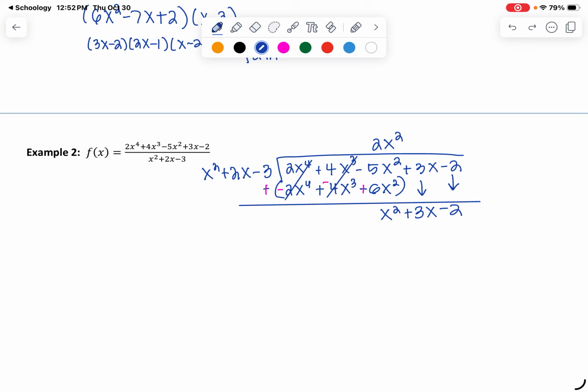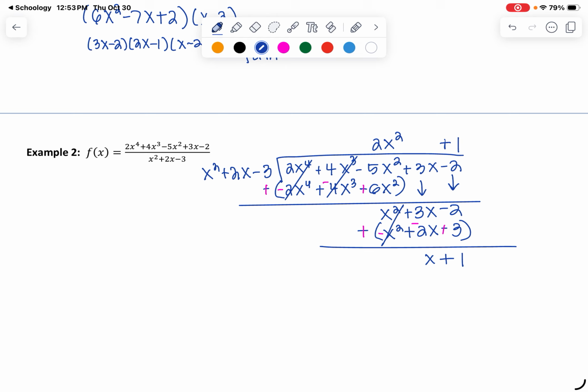Okay, so now, once again, I'm going to look at the first term and the first term, this term and this term. And I'm asking myself, what do I multiply an x squared by to get an x squared? And the answer to that is 1. I'm writing the 1 right here because it's a constant, so I'm writing it over my negative 2. Multiply everything here by 1. I get x squared plus 2x minus 3. Put that in parentheses and subtract it. I don't like subtraction, so I'm going to change it to add the opposite. And now I'm going to add. These cancel. 3x and negative 2x is x. Negative 2 and positive 3 is 1.